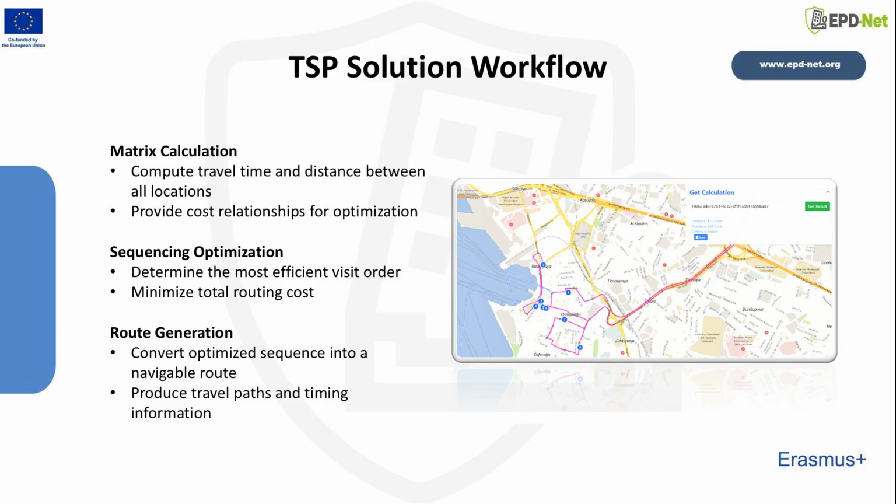The first step is matrix calculation, where travel time and distance values are computed between all visit locations. This matrix provides the cost relationships required for the optimization process. The second step involves sequencing optimization. Using the matrix data, the routing system determines the most efficient order in which locations should be visited. The goal is to minimize the total routing cost while ensuring that each location is visited exactly once.